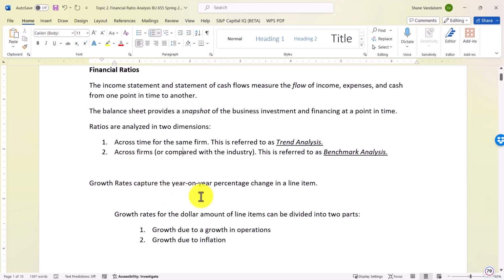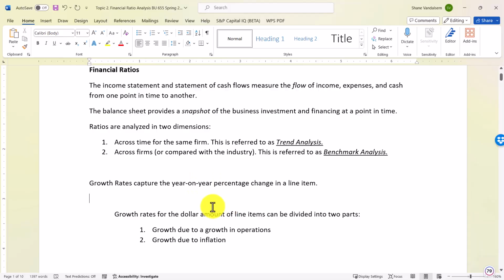A growth rate captures the year-on-year percentage change in a line item. So when we talk about growth rates, for example, if we said revenues were growing at 5% a year, that would be the percentage increase from one year to the next. Growth rates for dollar amounts of line items can be divided into two different parts: the growth rate due to growth in operations, or the number of units being sold, or the growth rate due to inflation.